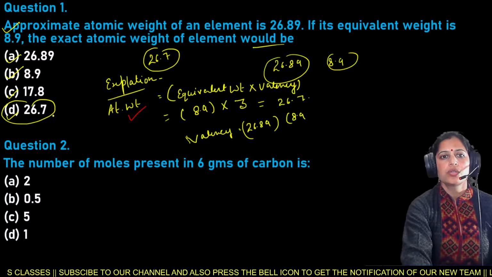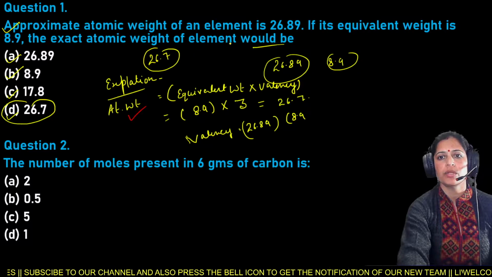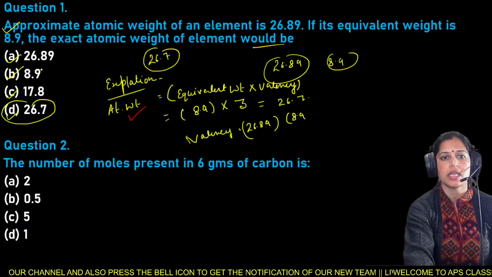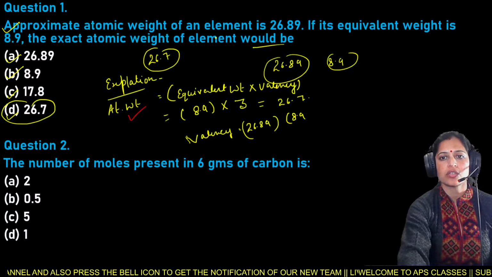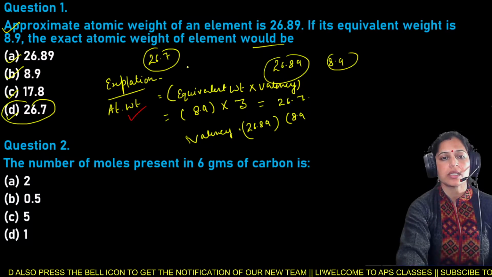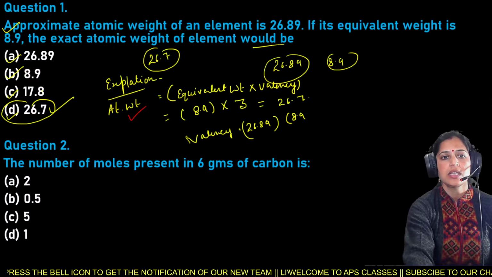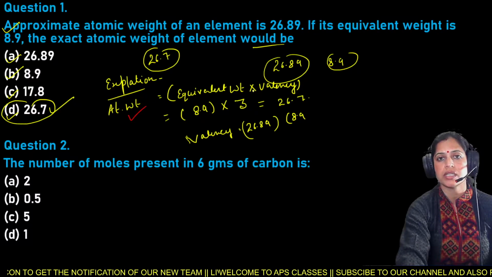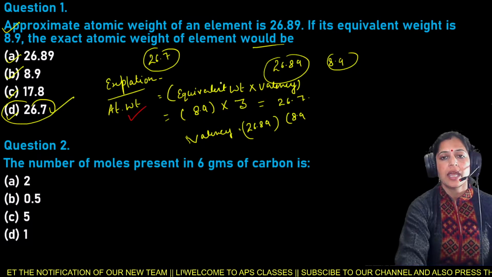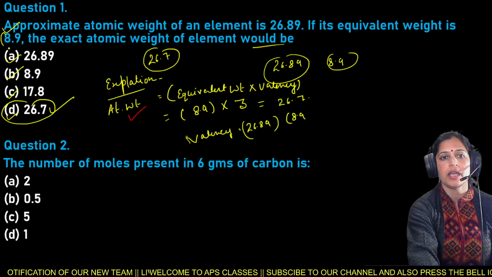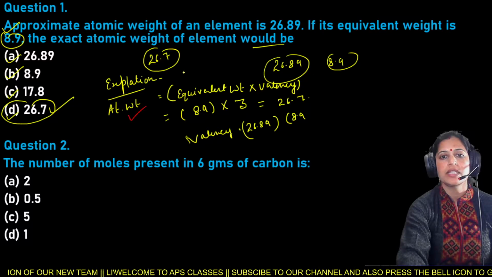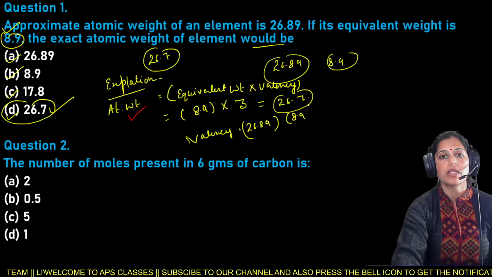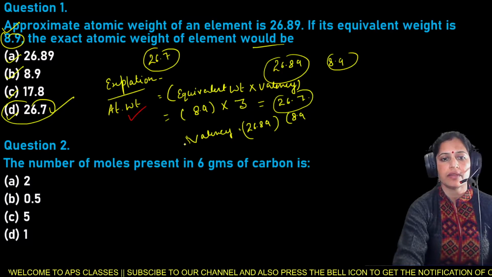So if the approximate atomic weight of the element is 26.89 and its equivalent weight is 8.9, then the exact atomic weight of the element would be 26.7. This is the right answer. Atomic weight is equal to the equivalent weight multiplied by valency, and with equivalent weight 8.9 and valency 3, the atomic weight comes to be 26.7.